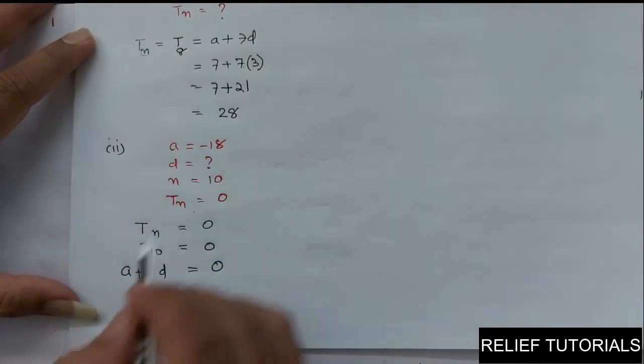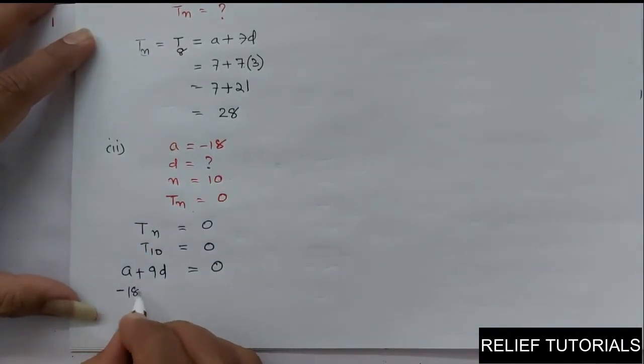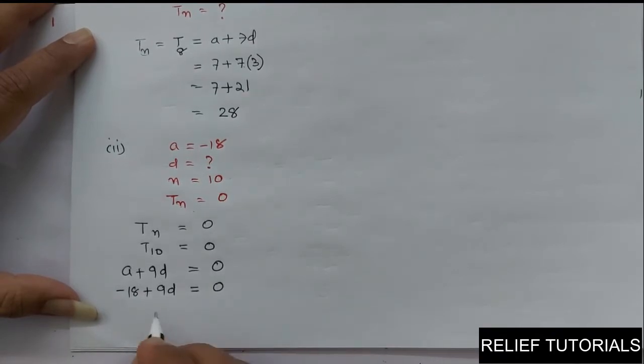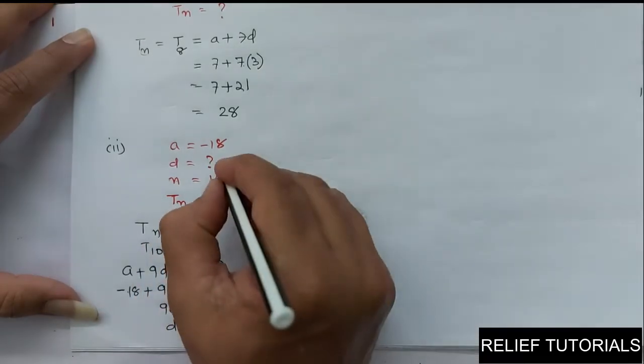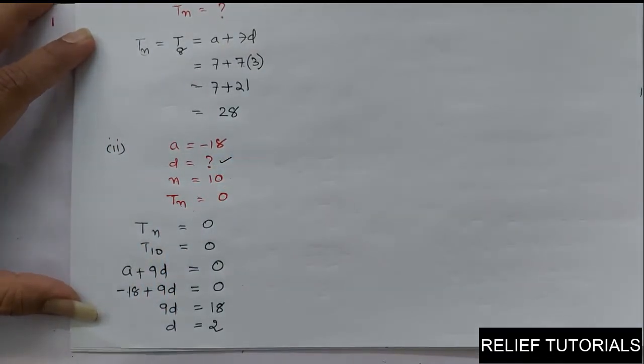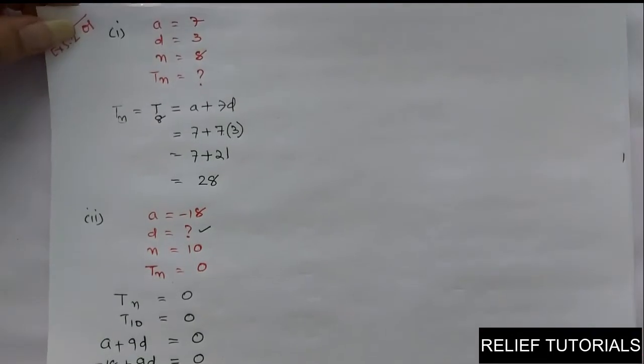What is A? A is minus 18. So I can say here minus 18 plus 9D is equals to 0. So 9D is equals to minus 18 goes on other side, it will be 18. So 9D is equals to 18. So D is equals to 9 2s are 18. So D is equals to 2. So we got this D. D is equals to 2. Have you got it, friends? Simple. Clear?